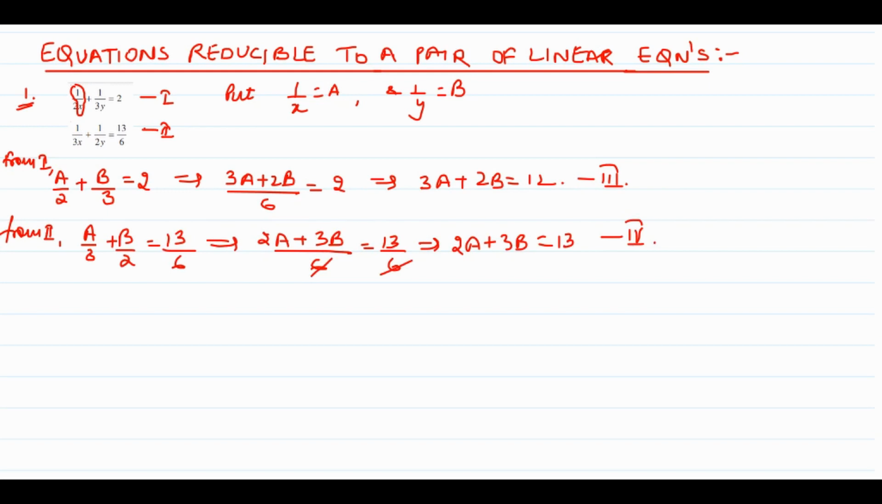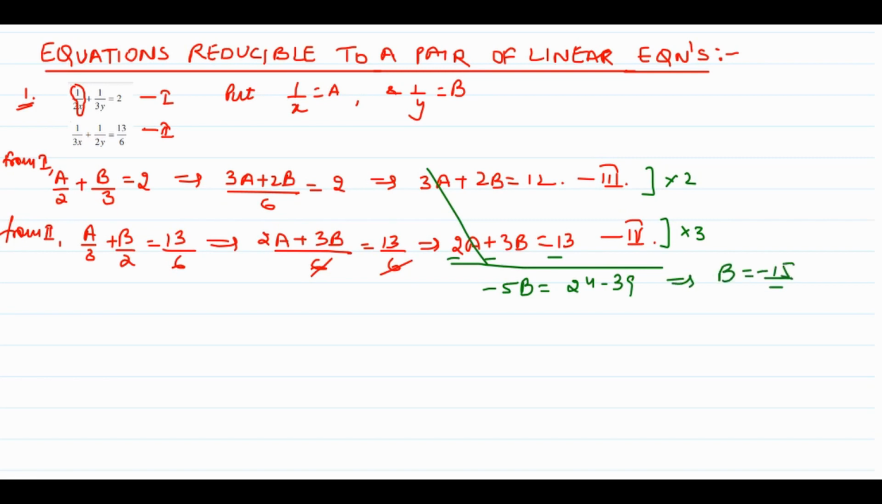Straight away we can multiply this one by 2 and this one by 3 and eliminate a, right? And subtract. So minus, minus and minus. So I'll have this one cancelled, 6a minus 6a. Here I'll get 4b minus 9b. So minus 5b is equal to 24 minus 39. Implies b is equal to minus 15 upon minus 5, that is 3.